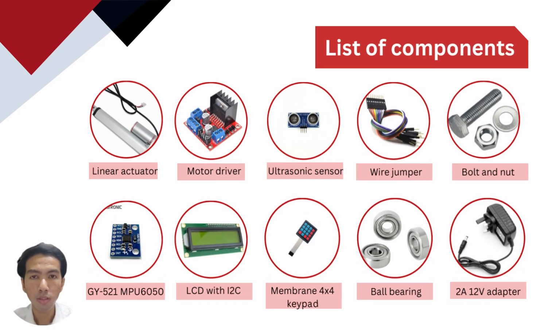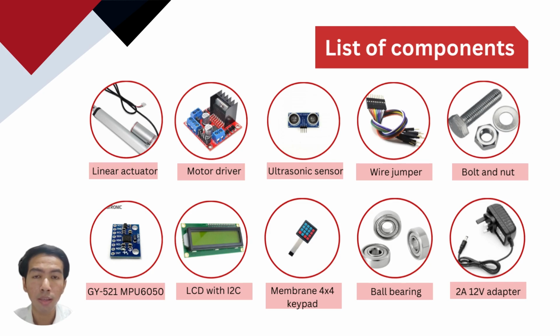For the list of components, the linear actuator is the main component to move the entire system. The motor driver controls the direction of the linear actuator by amplifying and translating control signals from the microcontroller. The ultrasonic sensor measures the distance traveled by the slider. Wire jumpers, screws, bolts, and nuts are used to fasten the components to the main base of the prototype.